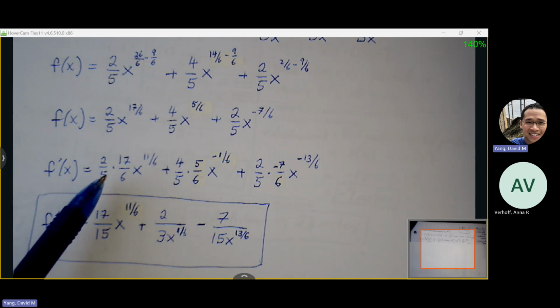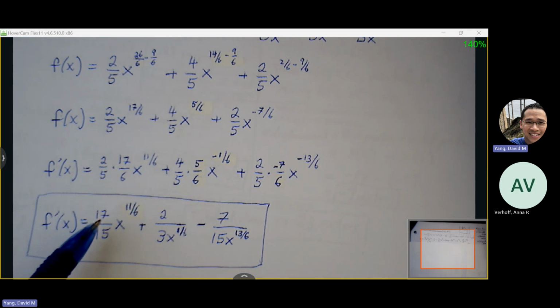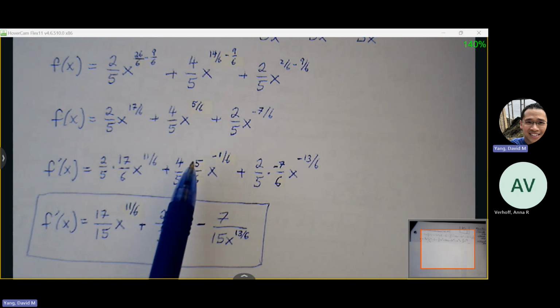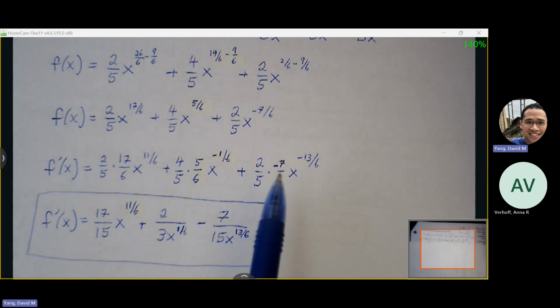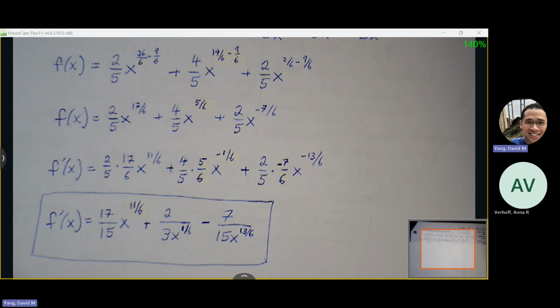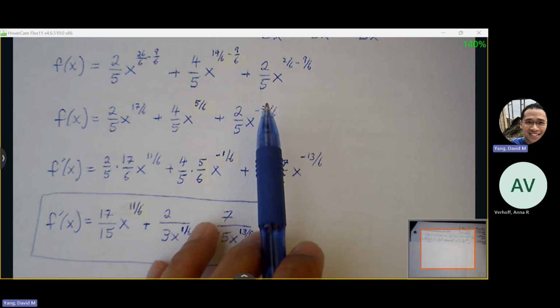So here I reduced to make it 17 over 15. But you can have 34 over 30, that's fine. You could do 20 over 30, I reduced it to be 2 over 3. You could have negative 14 over 30, I made it negative 7 over 15. But you have to change your common denominator on one. Do you have to change it for all of them? It depends what was needed.